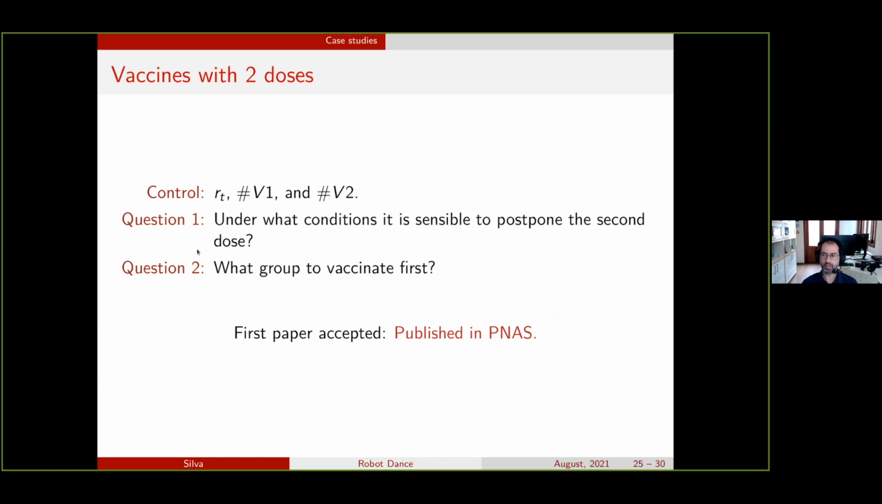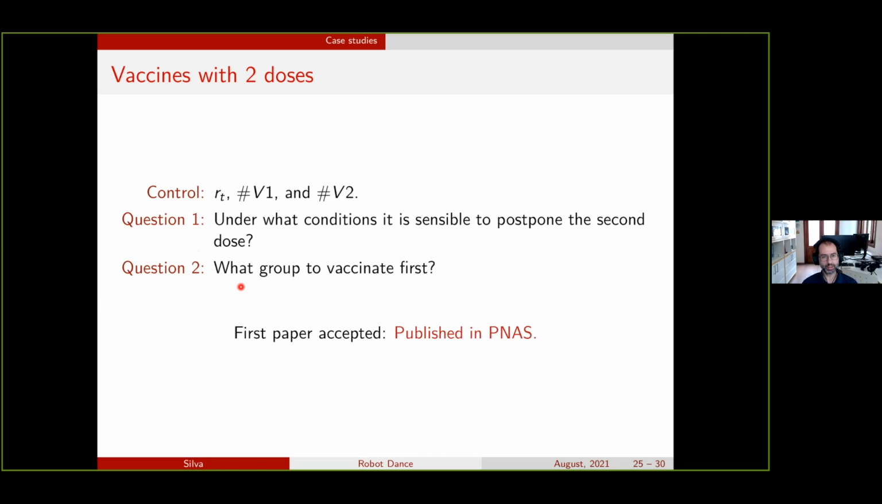That was something that we were doing in Brazil in the beginning of this year when we submitted the paper. We submitted the paper in February, I think, or March. And by that time, Brazil had already decided to postpone the second dose, okay? And we wanted to see if that was a good decision to make.